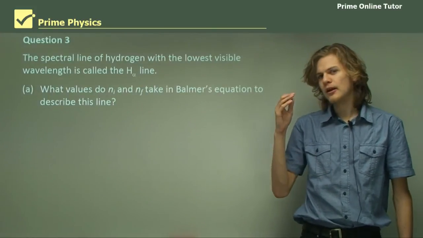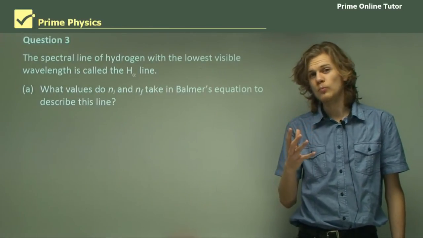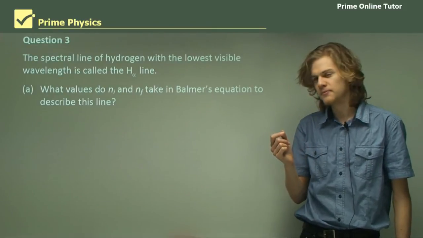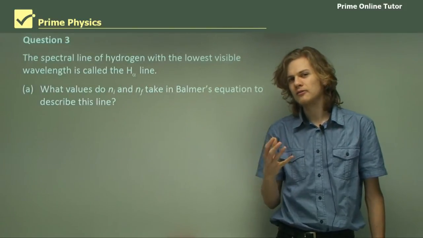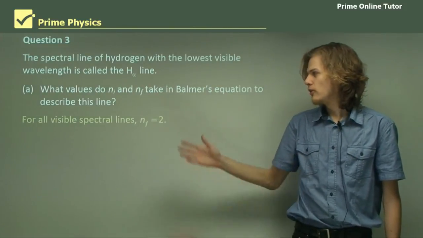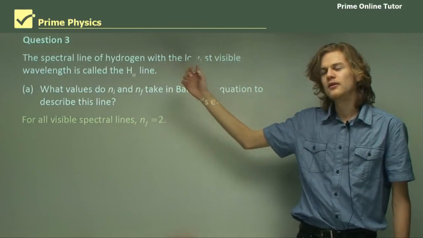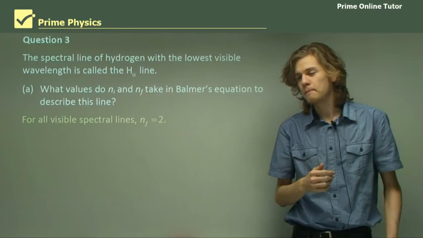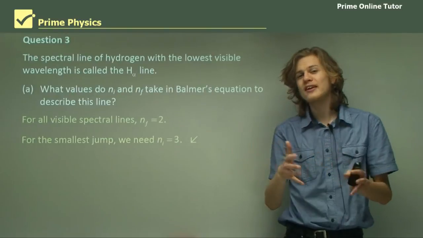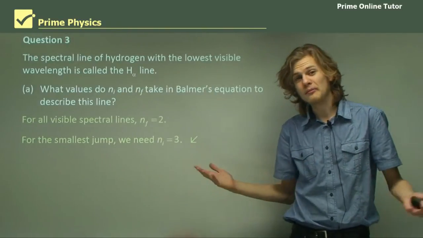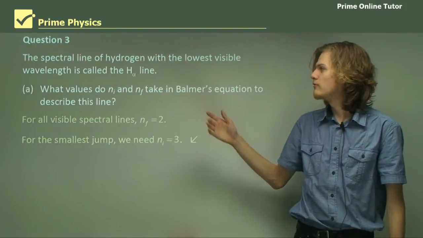So remember, if we're looking at the visible spectrum of hydrogen, then nf is going to be 2. Make sense? But how do we find ni, the initial energy level? Well, we know that for all visible spectral lines nf equals 2, and if we want a long wavelength, then we need a small energy gap. So for the smallest jump, we take ni as the closest we can get to 2, which of course is 3. So this will be the longest visible wavelength.